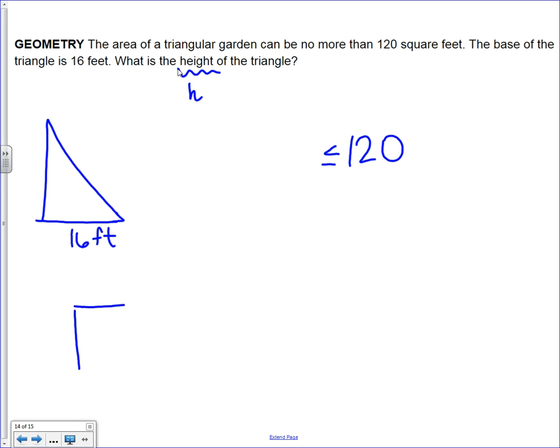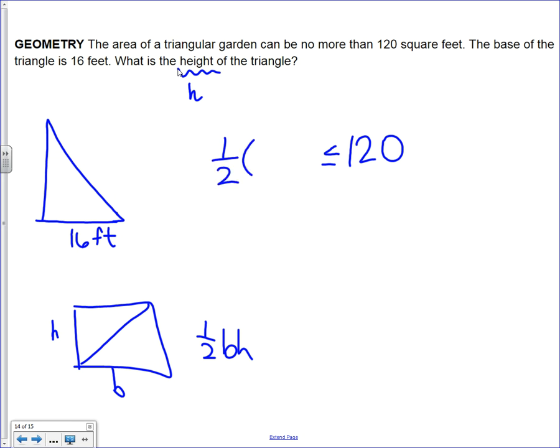Correct. If I look at a rectangle, to find the area of a rectangle, isn't that base times height? Agreed? But a triangle is half of a rectangle, isn't it? So your formula is 1/2 base times height, or base times height divided by 2. Good? Does this half ever change? The half is there for every single triangle out there. What is the base of my triangle? And what's the height? I don't know. It's h, right?